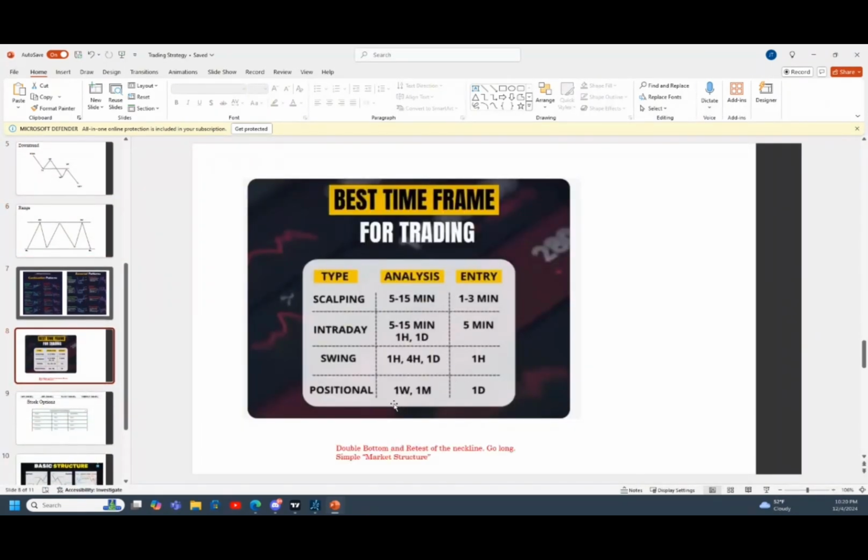Somebody asked me about positional traders. Like I said, if I'm looking to buy stocks, I use the monthly and weekly. If I'm looking to swing trade, I'm also looking at the weekly, daily, and 4 hour, and I'll enter on the 4 hour. If we're going intraday, this is all posted in here too, like the best time frames to trade.